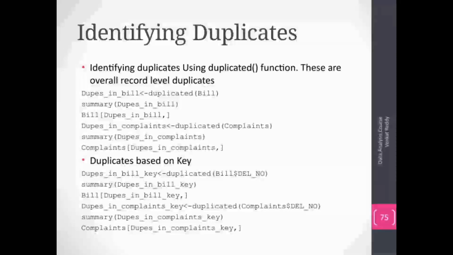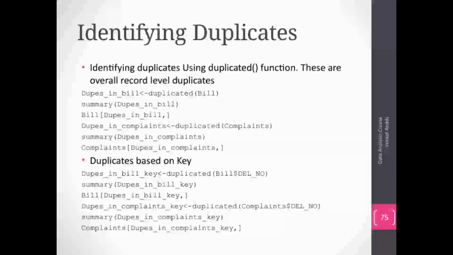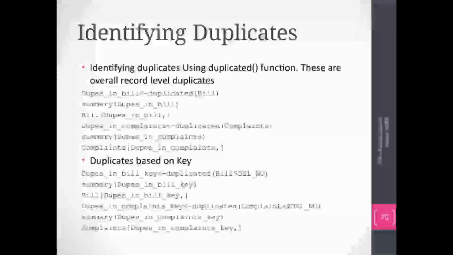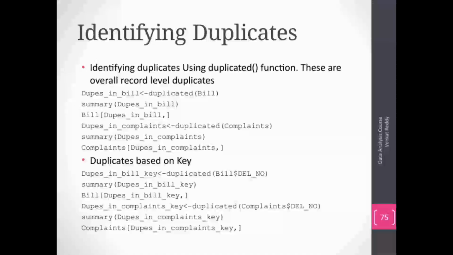The simplest way to do this is by using the unique function. This function will consider only the unique records, making it easy to identify and filter out duplicates. For example, if I run unique on the bill dataset, it will return only the distinct entries. The same applies to the complaints dataset.